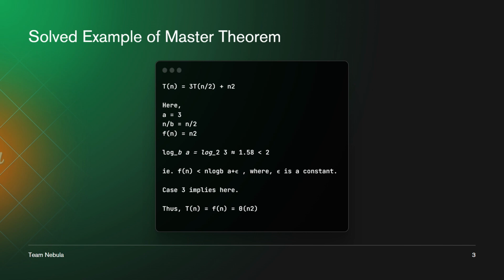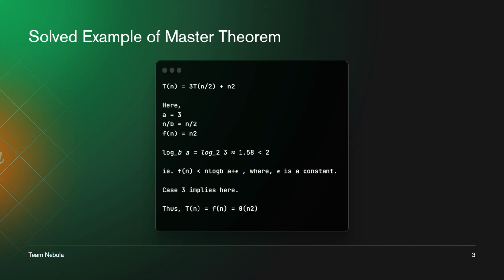Moving forward, the logarithm base b of a is calculated. The logarithm base 2 of 3 is approximately 1.58, which is less than 2. Given that logarithm base b of a is less than 2, case 3 of the master theorem is applicable.